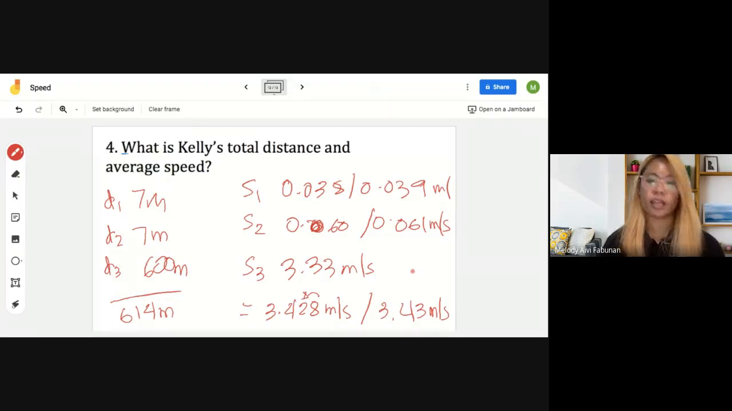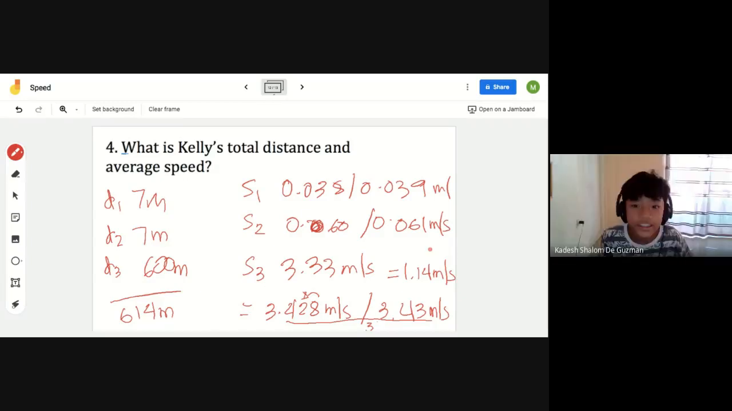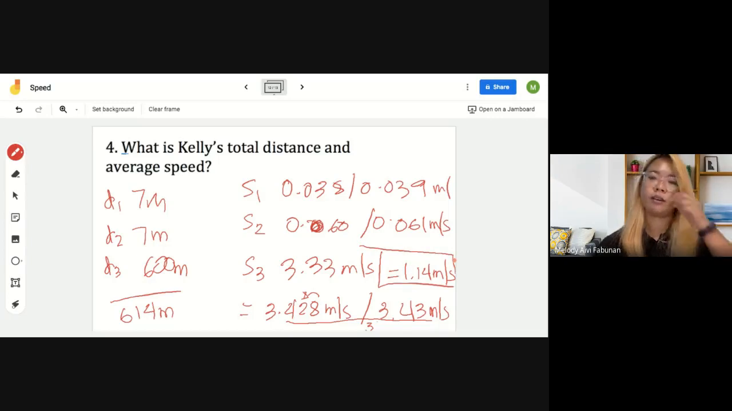So now we're going to divide it by 3, kasi tatlo yung speed natin na binigay. So the final answer is 1.14 meters per second. Yay! So 1.14 meters per second. So who got it correctly? Kadesh Shalom got it correctly.